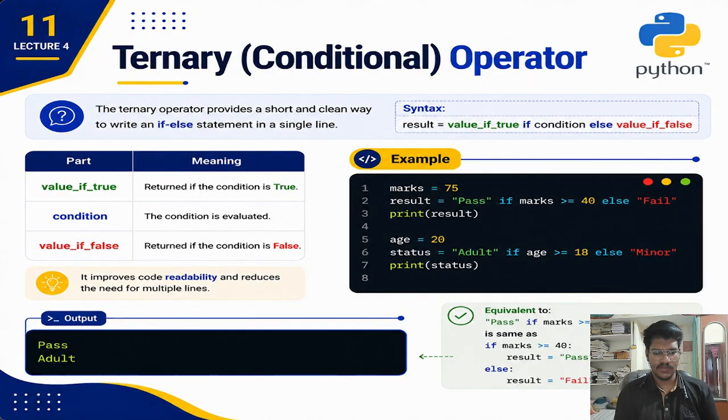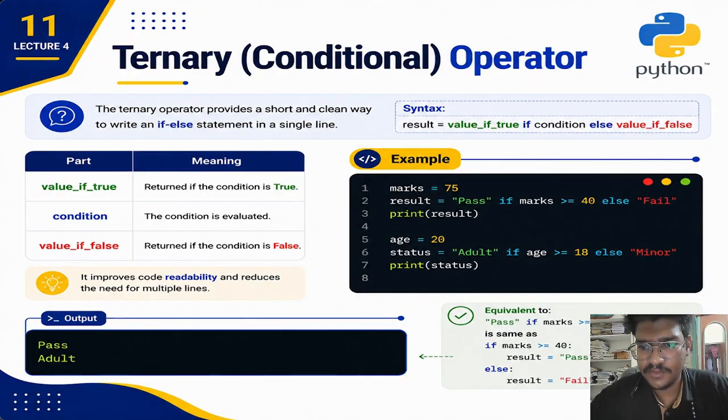for simple conditions. The syntax is: result is equal to value if true, if condition, else value if false. This is saying the result is value if true if the condition is true, otherwise value if false.